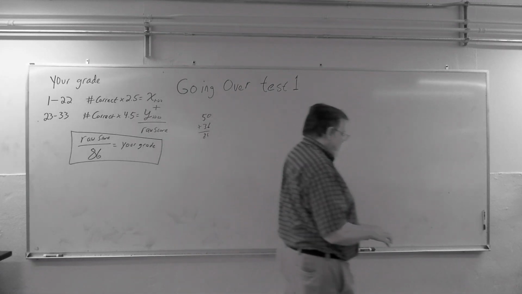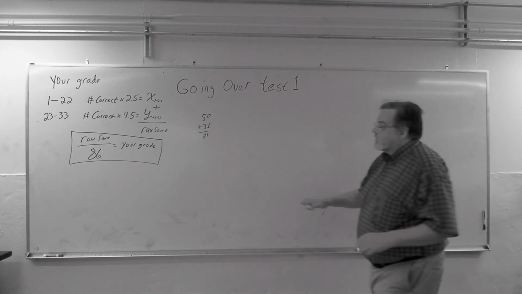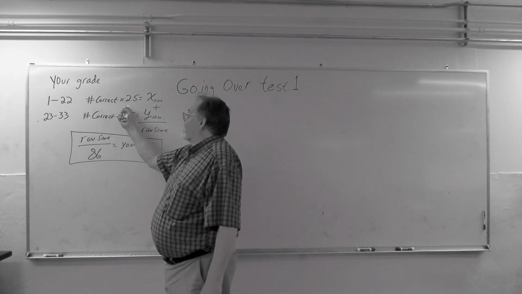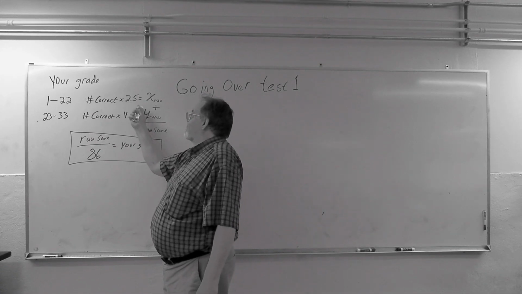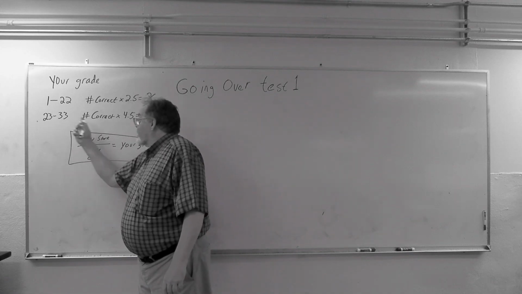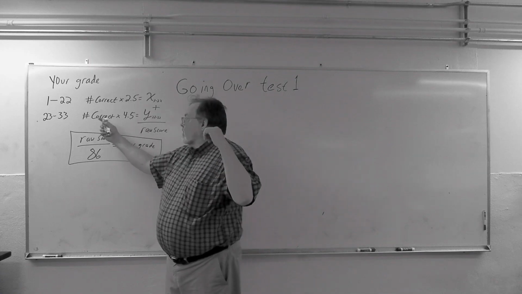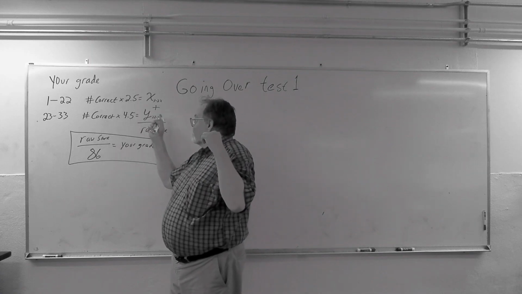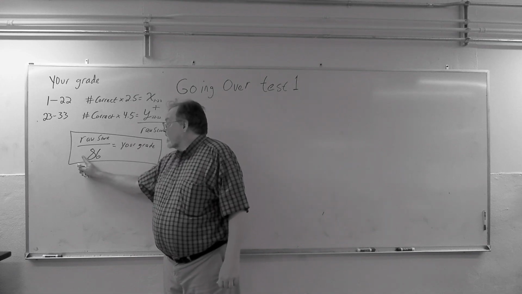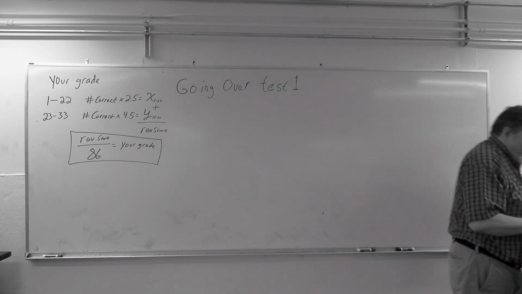As we go through this, double check my math. I did it all in a spreadsheet, so it might be screwed. But basically, all the correct ones you got, 1 through 22, whatever number that is, times 2.5, that's your 1 through 22 points. 23 through 33 will work more. So however many you got correct there, times 4.5, and then add those up, that's your raw score. Total points was 86. So if you divide that, your grade times 100.